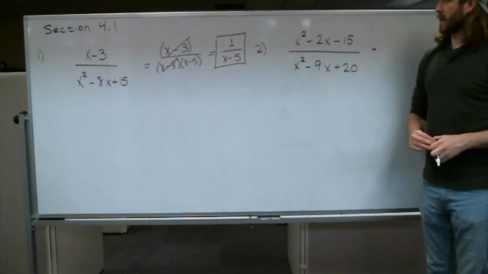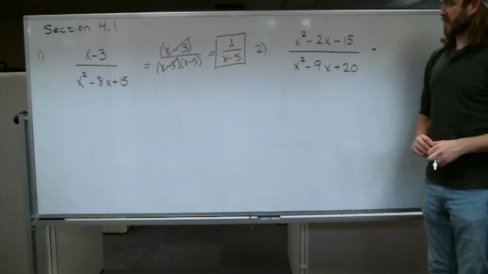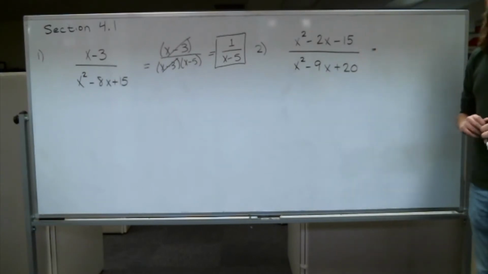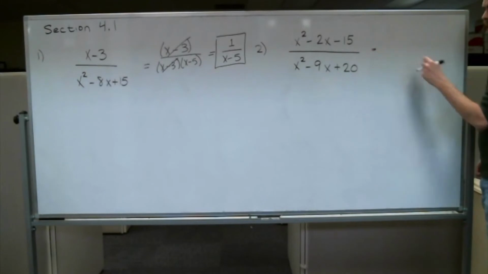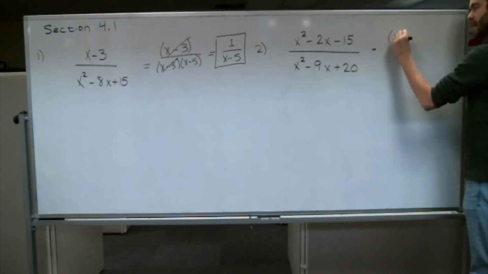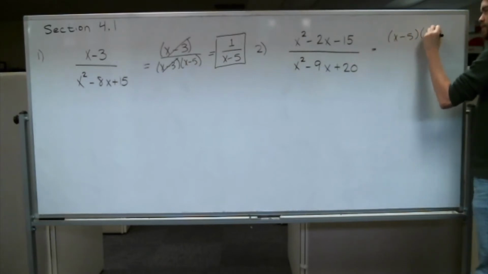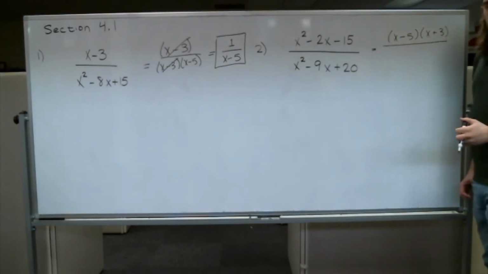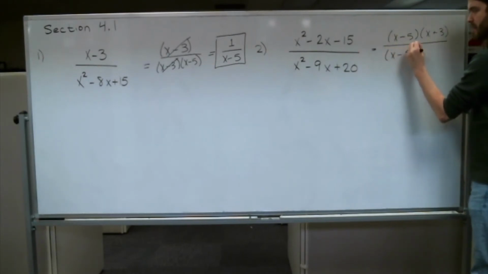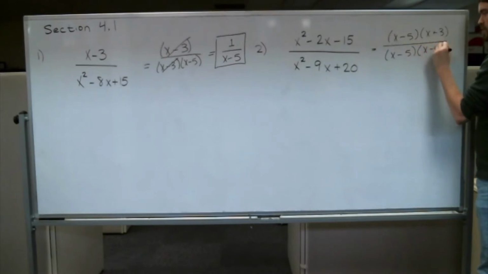So for this example, we have x squared minus 2x minus 15 over x squared minus 9x plus 20. We're going to have to factor the top and the bottom in this case. So if we factor x squared minus 2x minus 15, that's going to give us x minus 5 and x plus 3. On the bottom, we have x squared minus 9x plus 20. That's going to be x minus 5 and x minus 4.